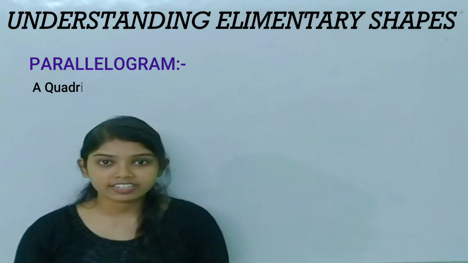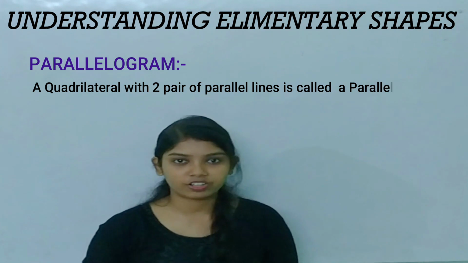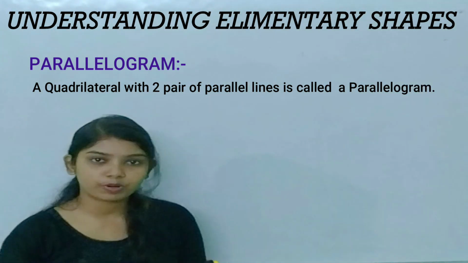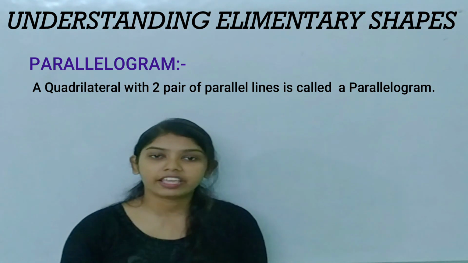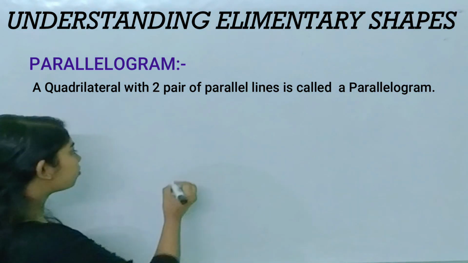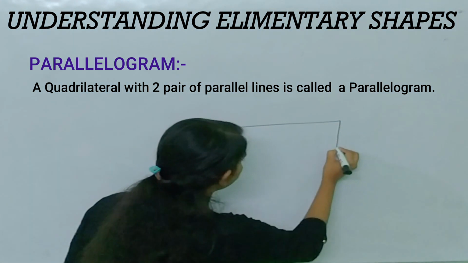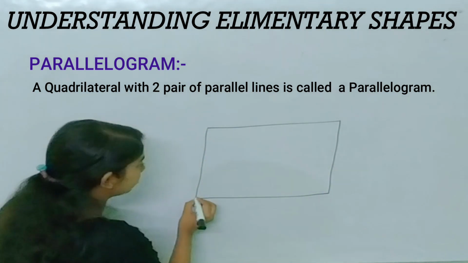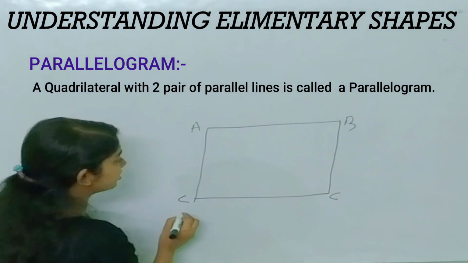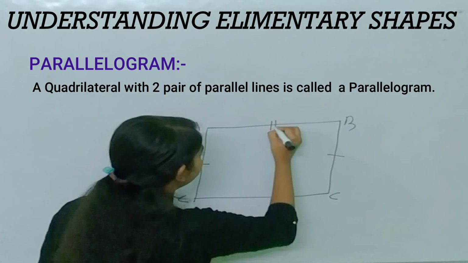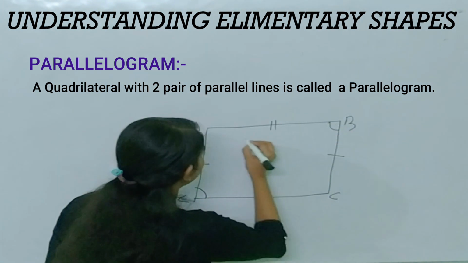So a quadrilateral which has two pairs of parallel lines is called a parallelogram. In a parallelogram, the opposite sides are equal in length and the opposite angles are also equal in measures. Okay. Suppose here a parallelogram is given just like this. It is a parallelogram which has opposite sides equal in length and opposite angles also equal.